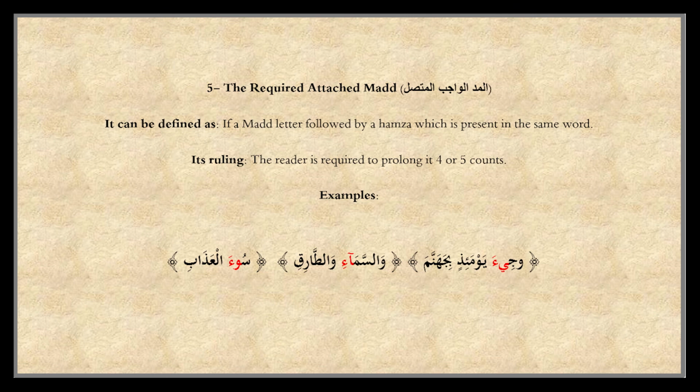The fifth med is the required attachment. If a med letter is followed by a hamza in the same word, its ruling is you need to prolong 4 or 5. It doesn't follow the natural med, so you need to prolong 4 or 5. For example, su'al-adhab. So we have su, that's a med, and then we have a hamza in the same word.